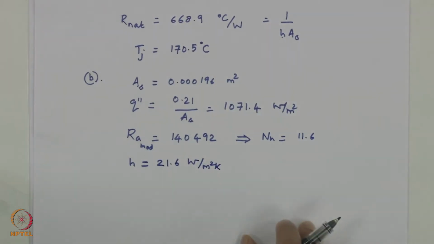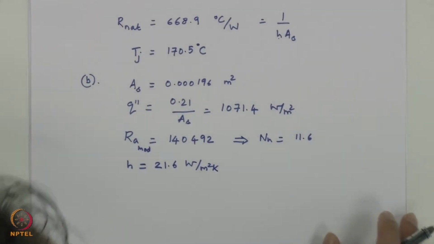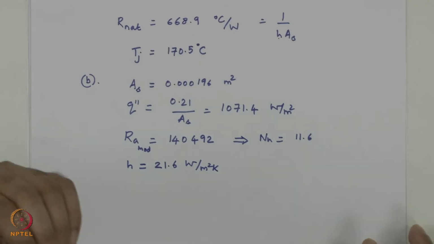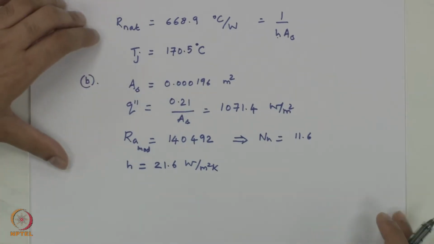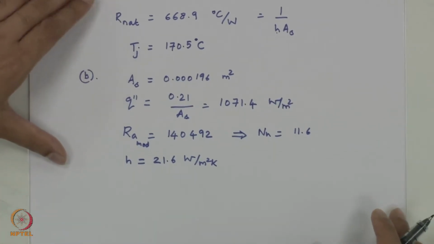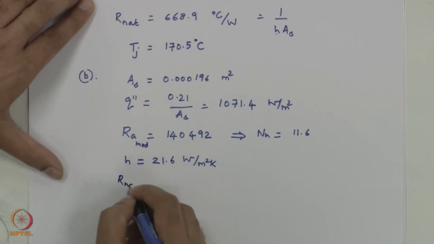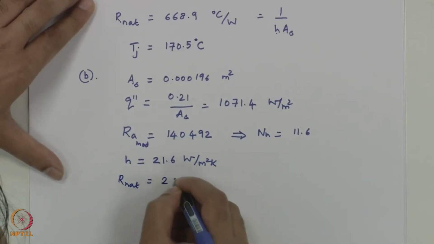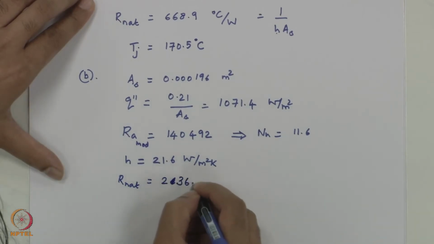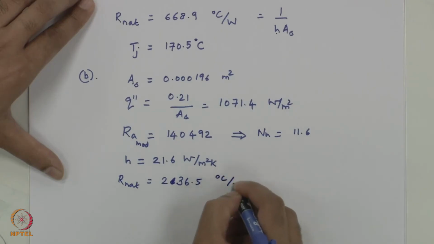So, one important thing to notice is that the heat transfer coefficient has dropped from the no mold case, which was 30.5 to 21.6. The heat transfer coefficient has dropped, but we have much more increase in the surface area. So, if you go calculate the natural convection resistance, it is about 236.5 degree C per watt.